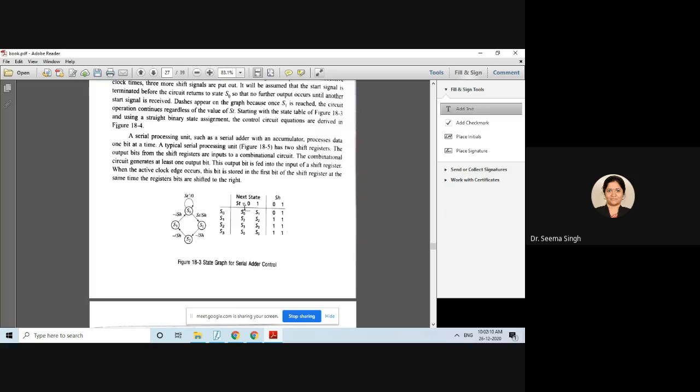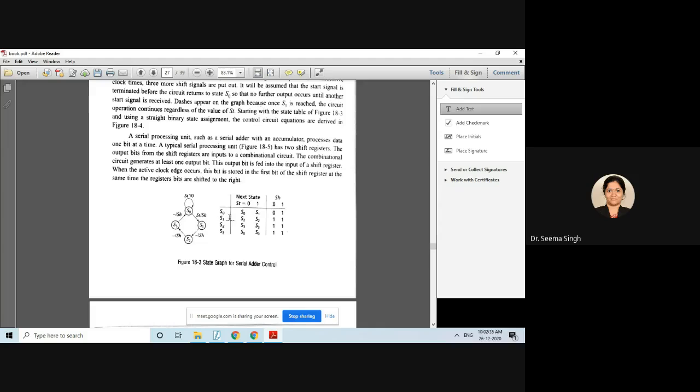So what you see, when start is 0, S0 remains as S0. But when start becomes 1, S0 changes to S1 and shift output is given. What will the shift output do? You know already. It will shift the bits of the register. And the same thing is happening again and again, S1 to S2, S2 to S3, and S3 to S0.